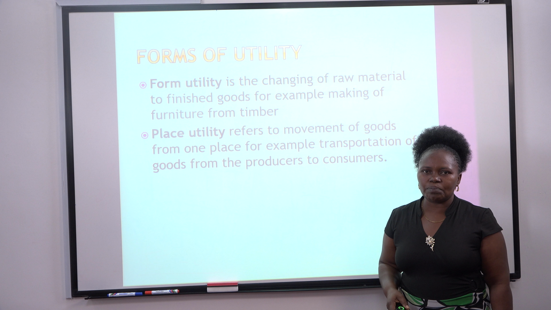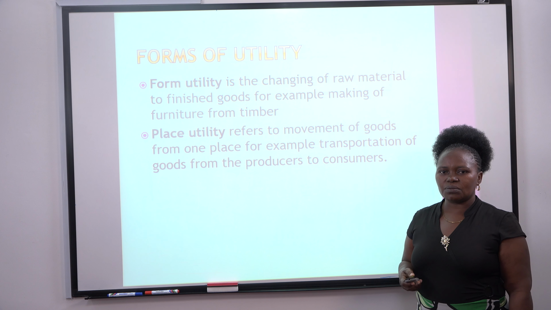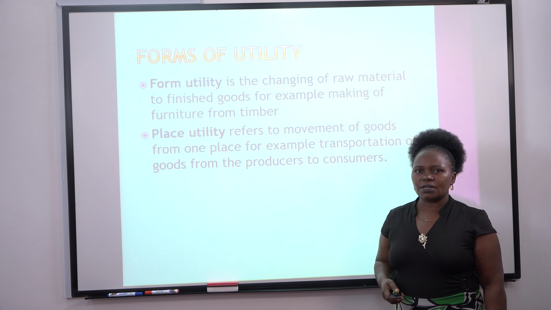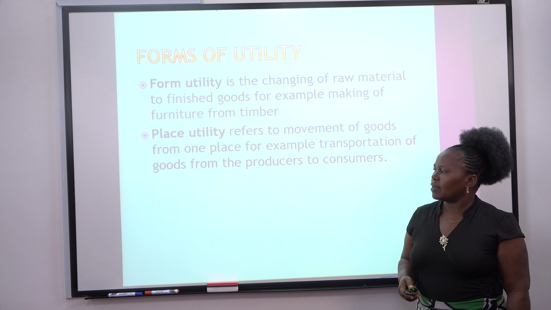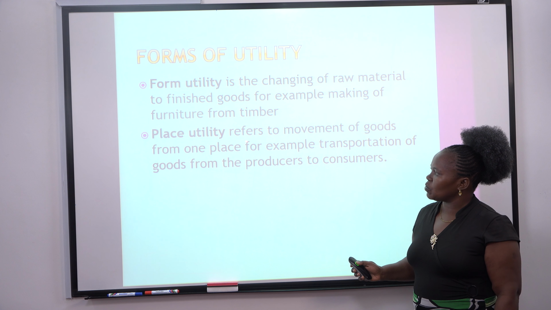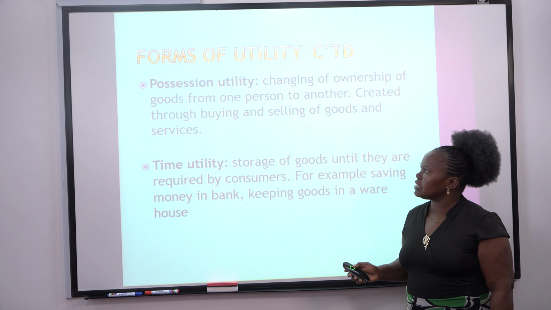A very good example is in our country, Tanzania, we do not make vehicles, but we use vehicles which are made from Japan. Therefore, because of place utility, we are able to transport the goods from Japan to our country.